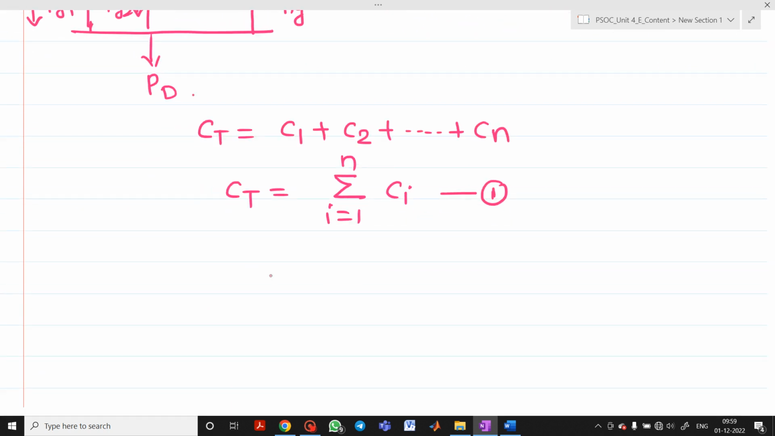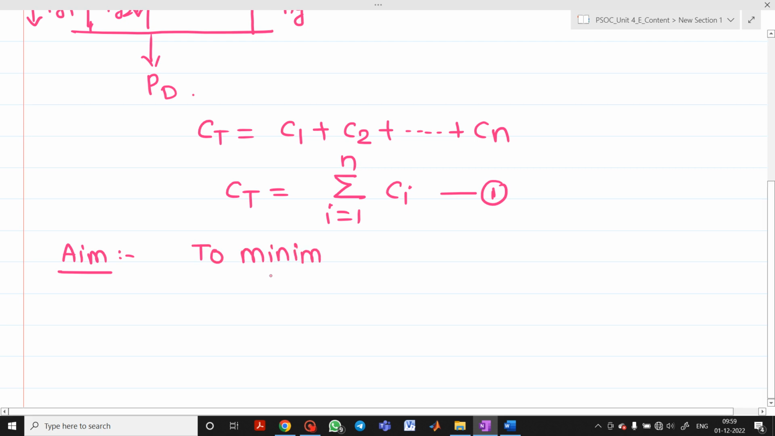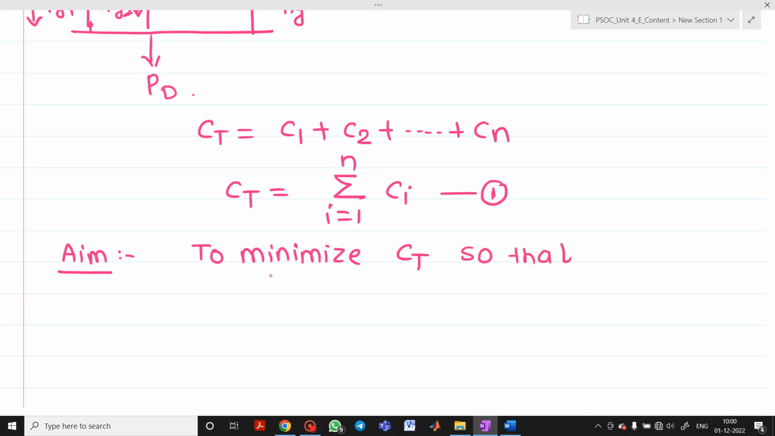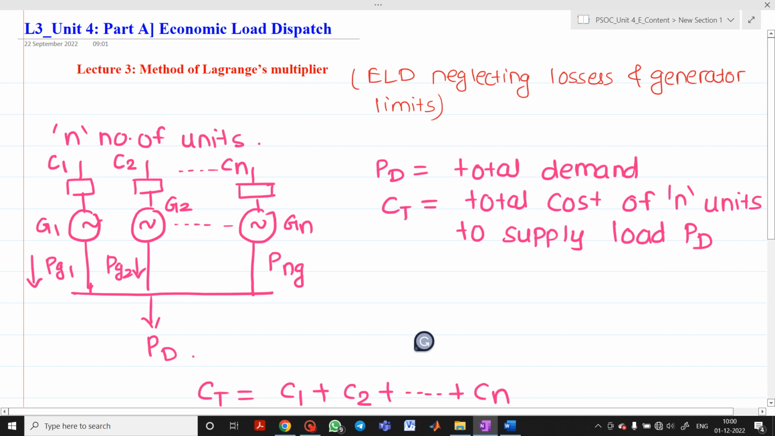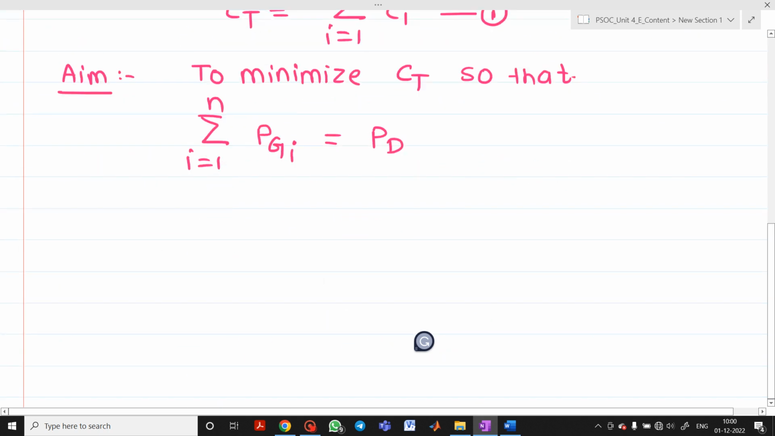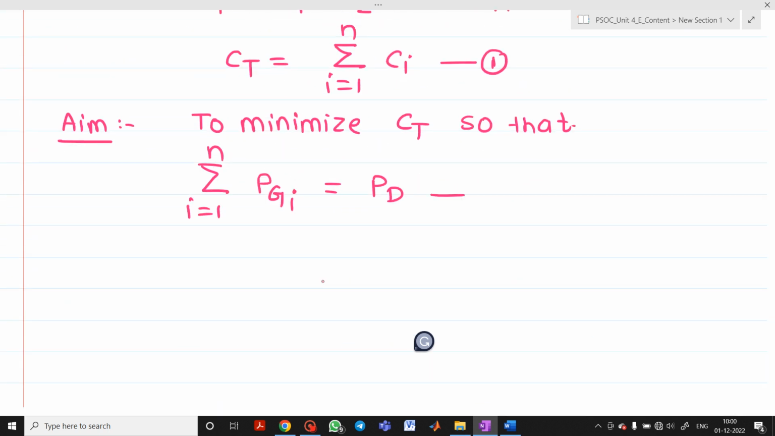Now what is our aim of economic load dispatch? Please don't forget it. The aim of economic load dispatch is to minimize the total cost of generation, so that whatever the demand is, at least that much generation should be there. Here we are neglecting losses. That's why I am not going to write it as plus PL. The name of the topic is ELD, neglecting losses and generator limit. So I write it as equation number 2.